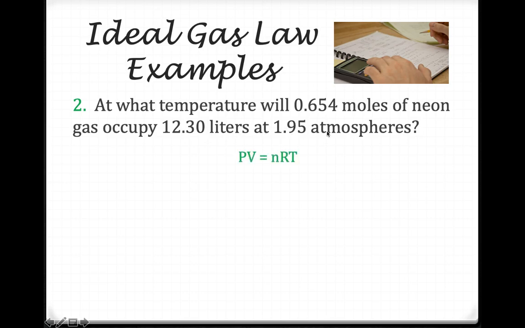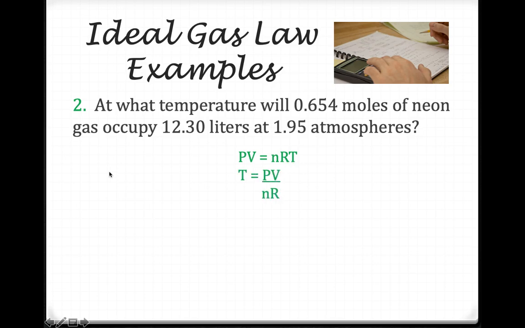Okay, remember, the good news is we only have one gas law: PV equals nRT. But it's asking for at what temperature. So I need to solve this for T, which means I need to divide both sides by nR so that it cancels here and leaves T by itself. So T equals PV over nR.